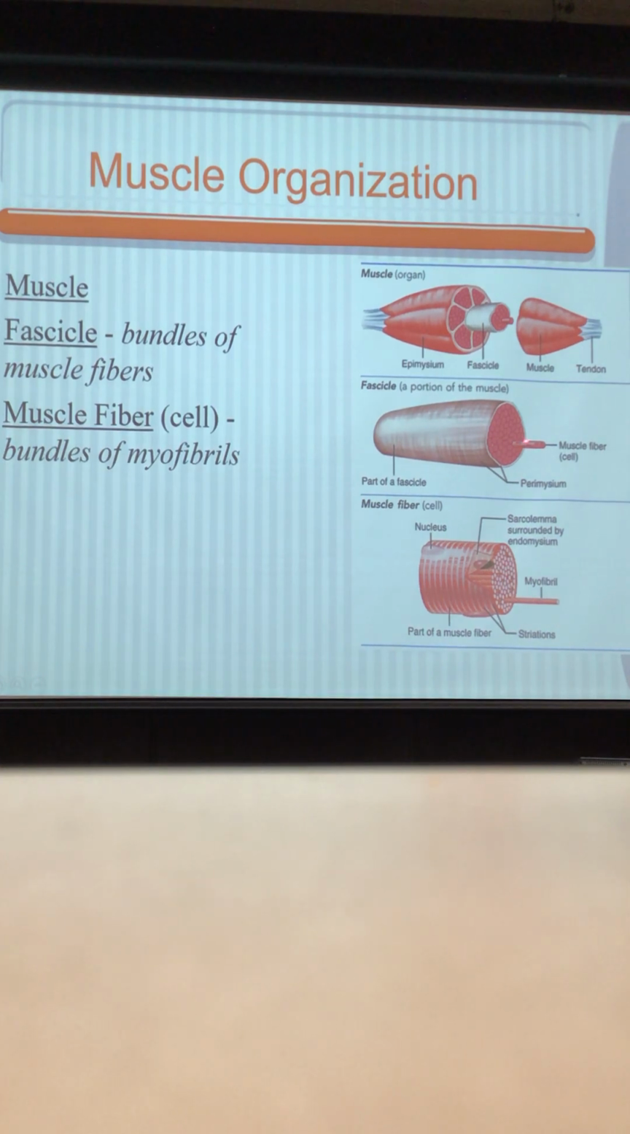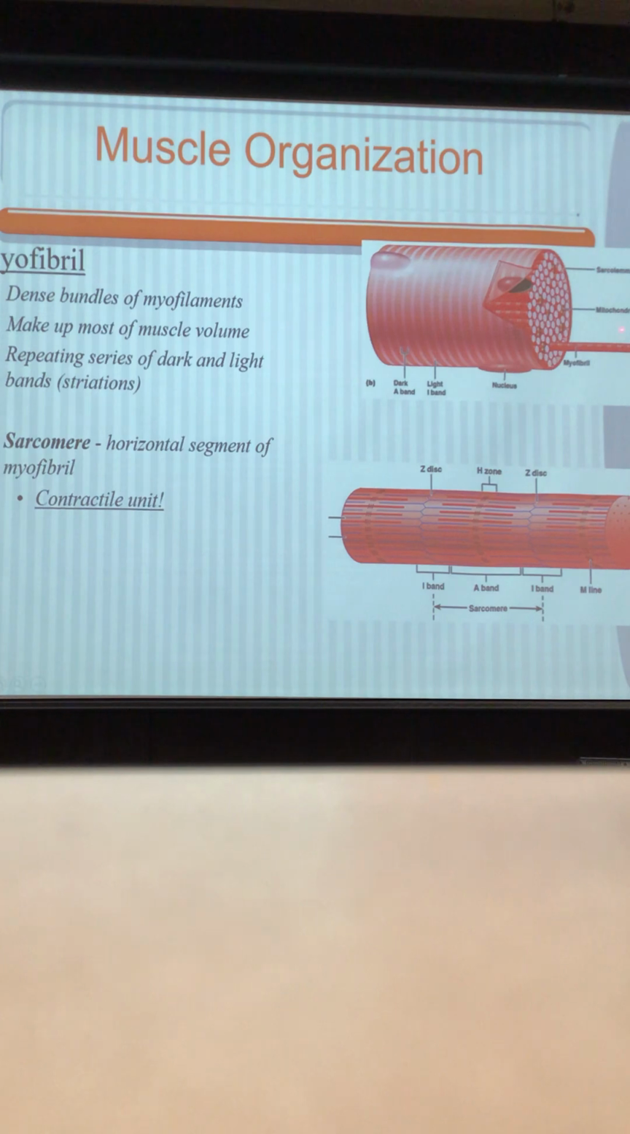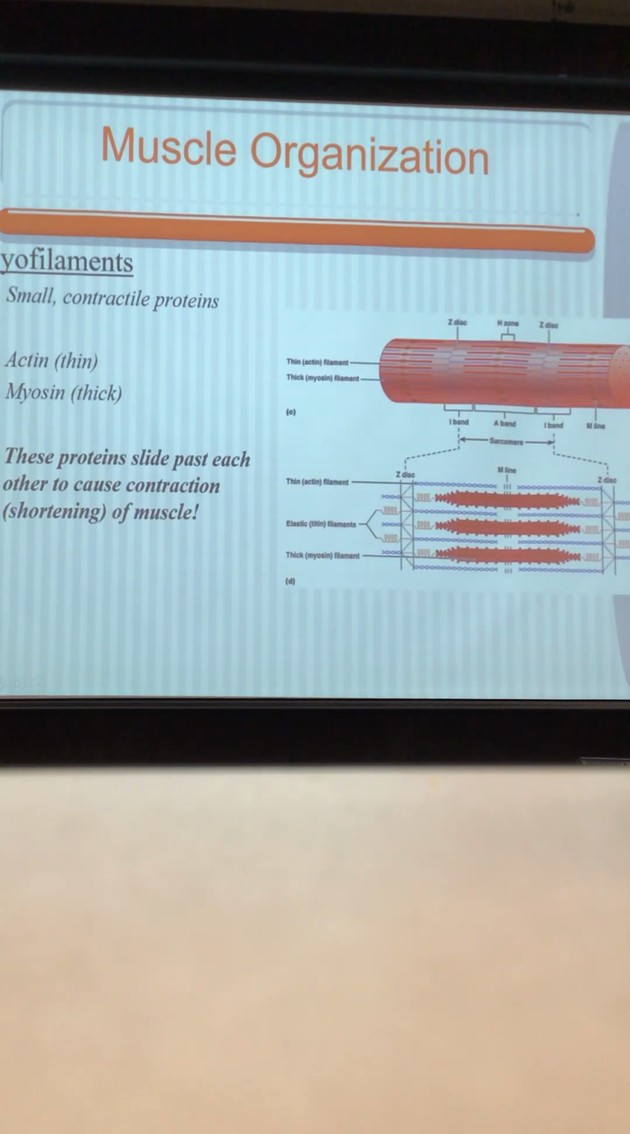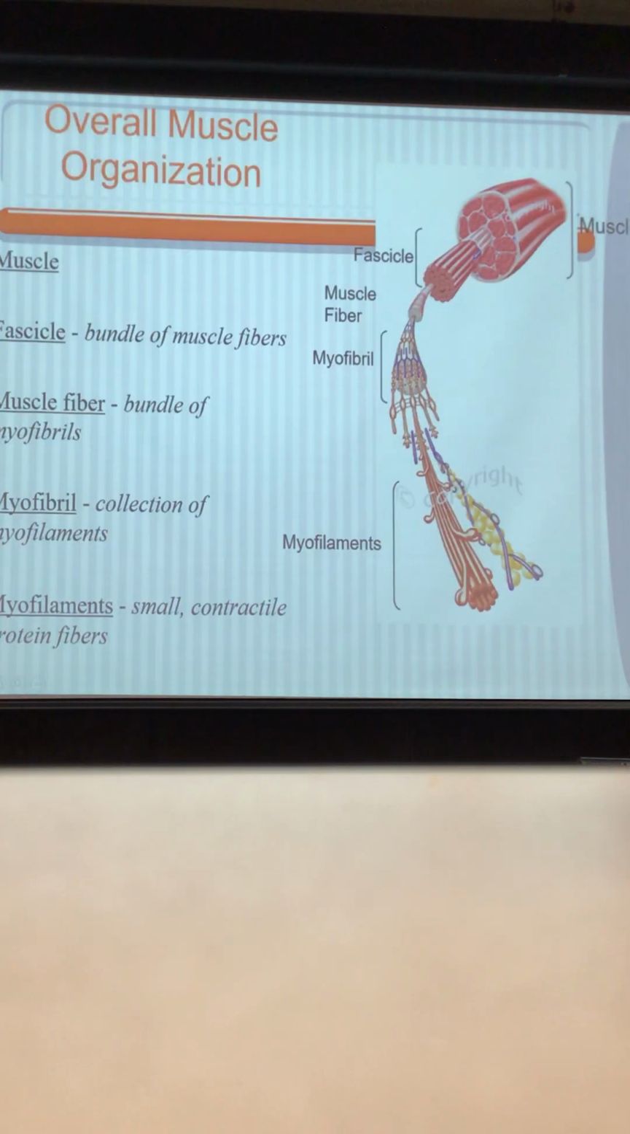Each muscle fiber, so if we take this one muscle fiber and zoom in, is made up of myofibrils. And then each myofibril is made up of the myofilaments. I kind of like this picture. I like seeing it all together.